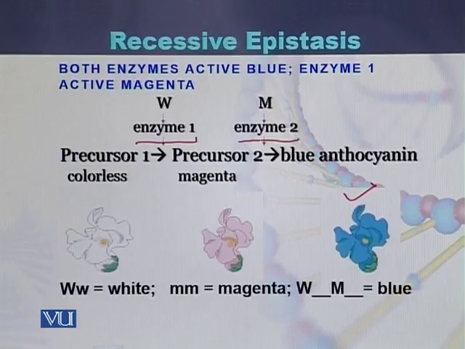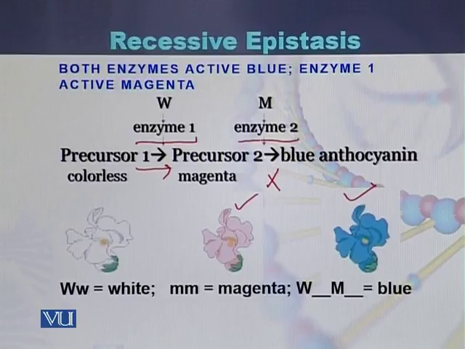Blue color will be prepared when precursor 1 is converted into precursor 2, and precursor 2 is ultimately converted into blue anthocyanin. So in the presence of anthocyanin, the color of the flower will be blue. While if enzyme 2 does not function, then precursor 2 will not be converted into blue anthocyanin, and the color of the flower will be pink or magenta. Precursor 1 will be converted into precursor 2, where colorless will be converted into magenta, and magenta color will not be converted into blue anthocyanin.